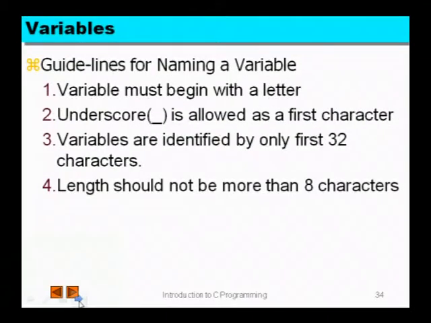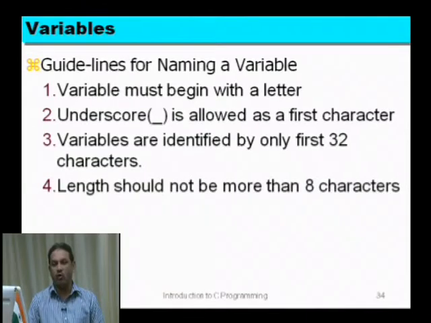Now, what are the guidelines for naming a variable? We should remember the following guidelines and follow these rules for naming a variable. Always, a variable must begin with a letter, any letter between A to Z, uppercase or lowercase, whatever it is. It may also be an underscore, which is allowed as a first character. The underscore is not a hyphen, it is not a minus. So, it is allowed as a first character.